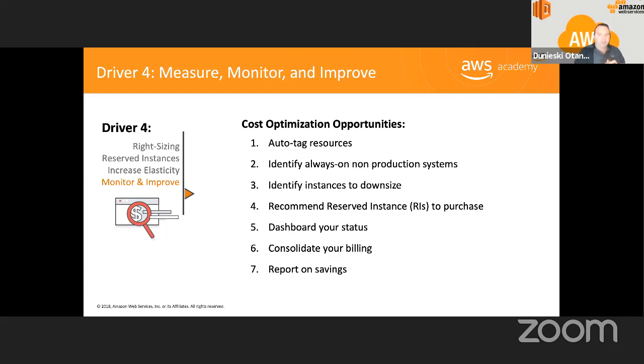Identify always-on non-production systems. There should be always-on in production, not in any other system. So development and testing, like we saw before, cannot be always on, because you don't need those instances always on, okay? That's a rule of thumb. Identify always-on non-production systems and turn them off, right? Identify instances to downsize. Instances that need less power, less capacity, identify them and downsize them, okay? Or simply find those that you're not using and reduce the amount, okay?